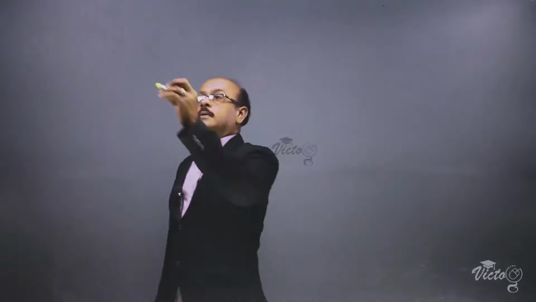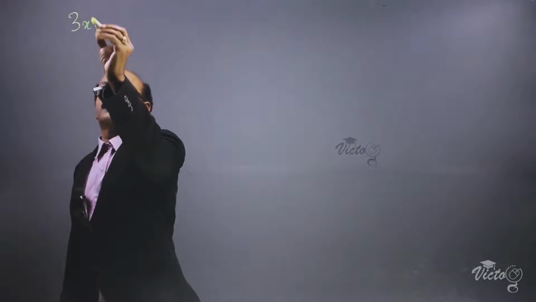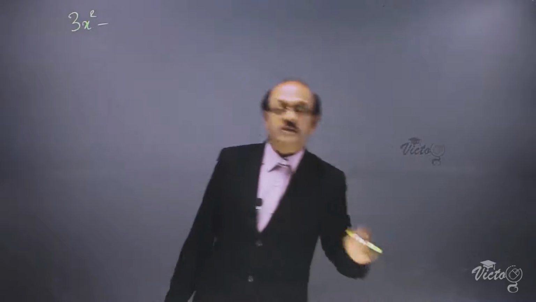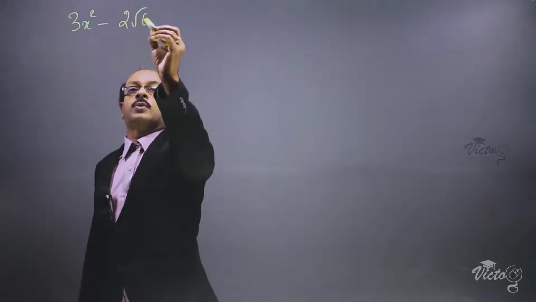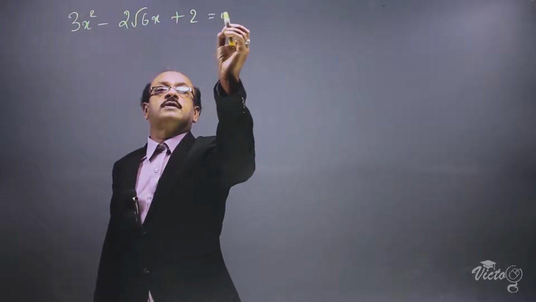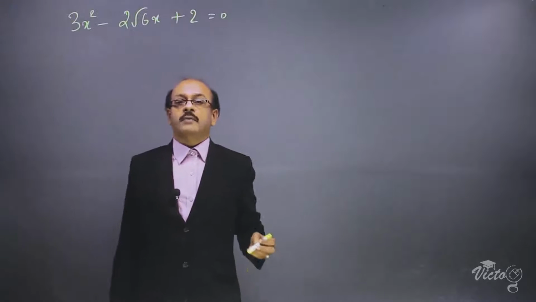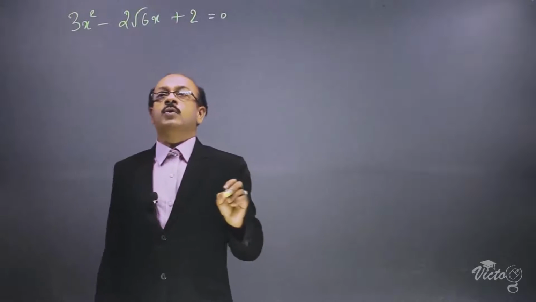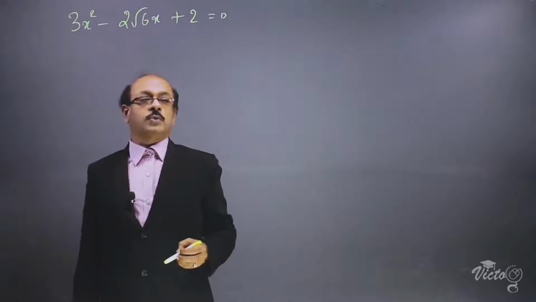Now we are going to solve another problem by factorization. This question is not as easy as the earlier one, so be very careful when solving it. The question is 3x² − 2√6x + 2 = 0. We have to think of two numbers whose sum is −2√6.